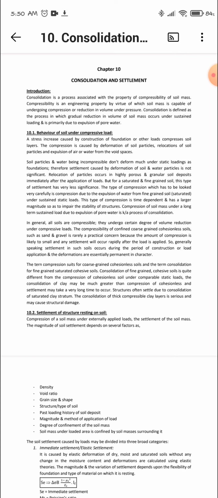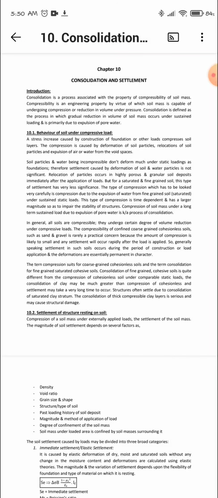Therefore, settlement caused by deformation of soil and water particles is not significant. Relocation of particles occurs in highly porous and granular soil deposits immediately after the application of load. But for a saturated and fine-grained soil, this type of settlement has very little significance.